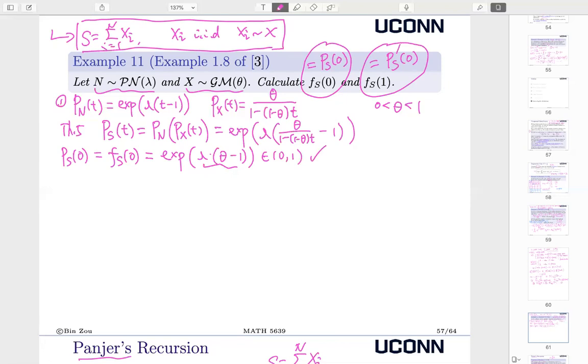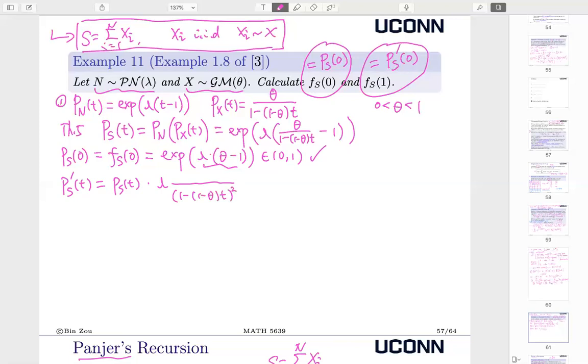In order to calculate the probability at 1, I will need to differentiate once. That's the first-order derivative. This is in exponential form, so the exponential stays the same when I differentiate. The next part is the chain rule, so the constant factor will stay. Now I'm going to deal with the inside part. Again, this is a function of t. It's in negative power, so I can use the power rule.